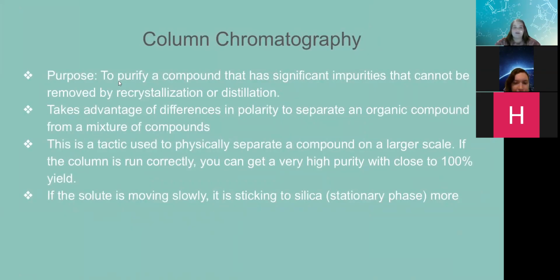Column chromatography. So for this lab, we did a lot of TLC, but we also really focused on the columns. The cool part about columns is that if you understand TLC, you understand columns. Columns is just a TLC plate turned upside down. So we use this to separate compounds on a much larger scale, okay?